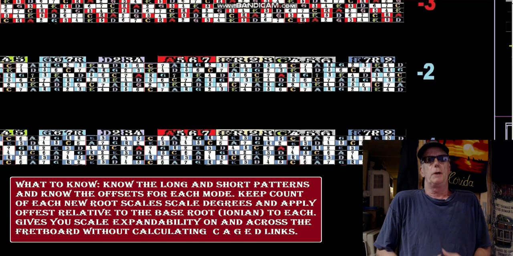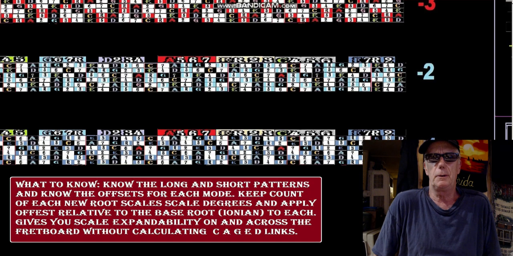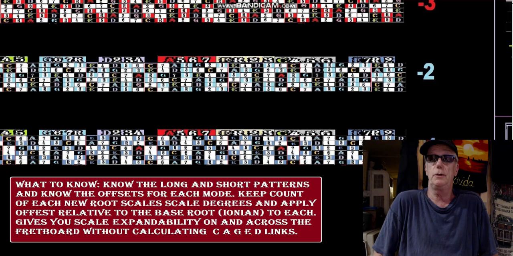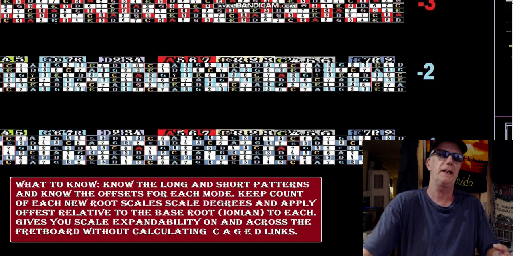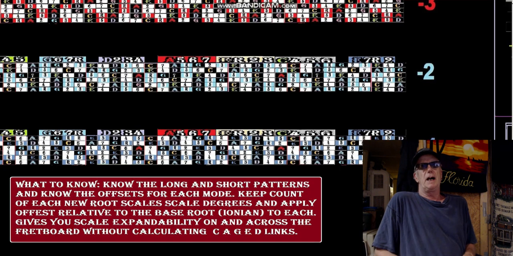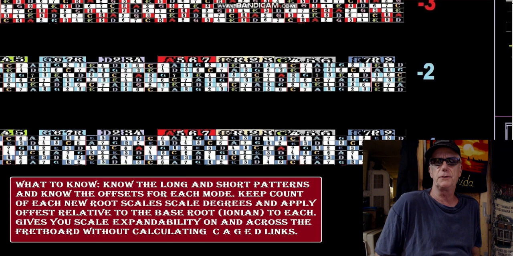So what we want to do in this lesson is perform branch offs from the modal pattern. Branch offs using the branch off pattern in the modal scales. So what to know? Know the long and short patterns, and know the offsets for each mode. Keep count of each new root scale degree as you play, and apply the offset relative to the bass root to each one of your branches.